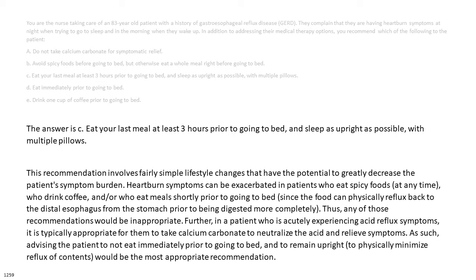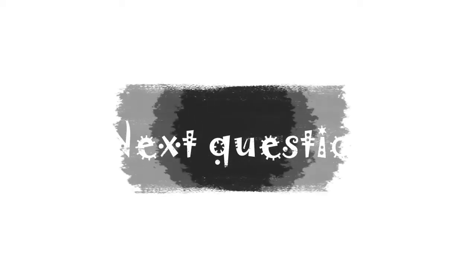Further, in a patient who is acutely experiencing acid reflux symptoms, it is typically appropriate for them to take calcium carbonate to neutralize the acid and relieve symptoms. As such, advising the patient to not eat immediately prior to going to bed, and to remain upright, to physically minimize reflux of contents, would be the most appropriate recommendation.